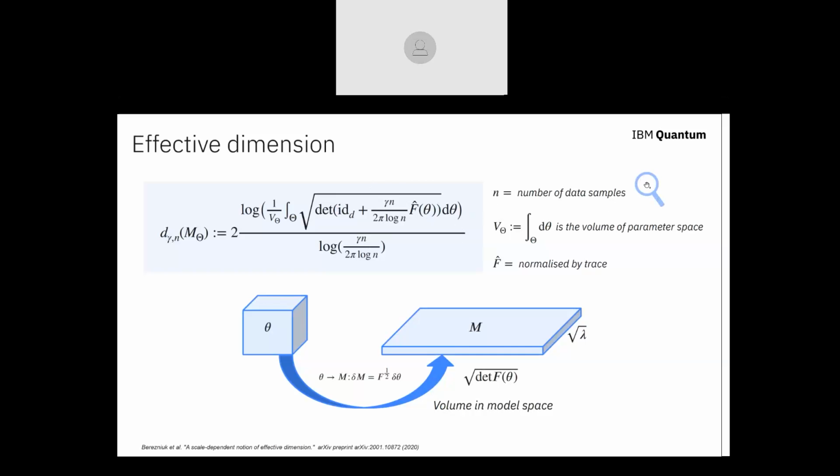And I put this magnifying glass here because you can understand the number of data samples as like this control parameter that allows you to zoom into model space and look at it more clearly with higher resolution. So the number of data samples that you have available to you allows you to see model space more clearly as you increase the number of data that you have. So this is really quite a nice feature, I think. And also, of course, this is really practical and relevant because very often we have finite data available to us.